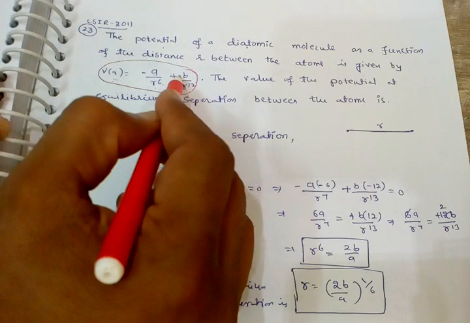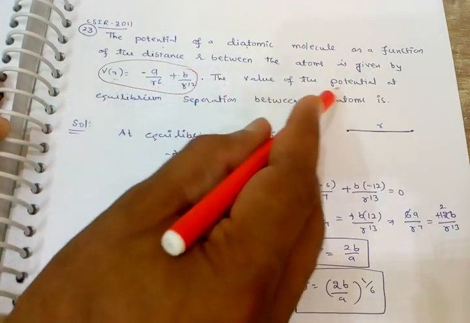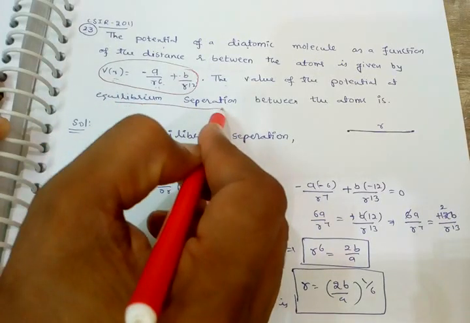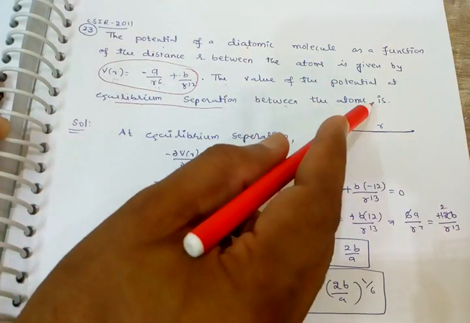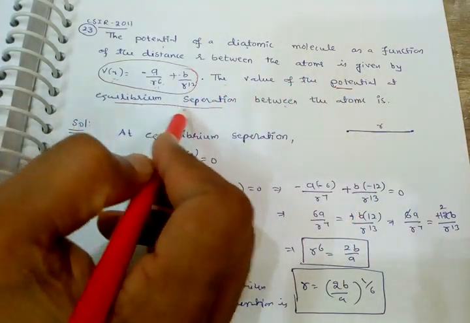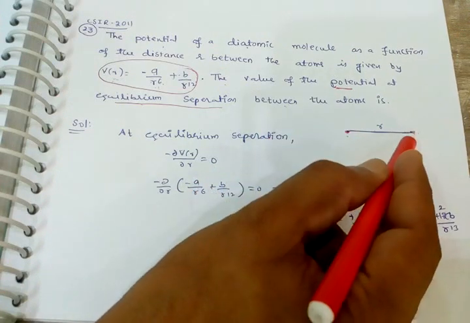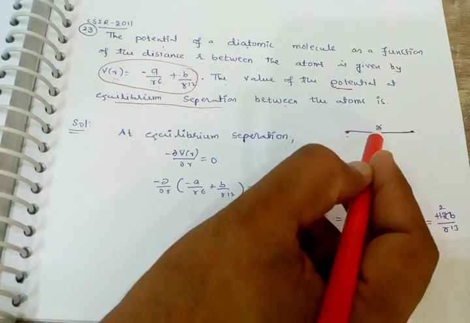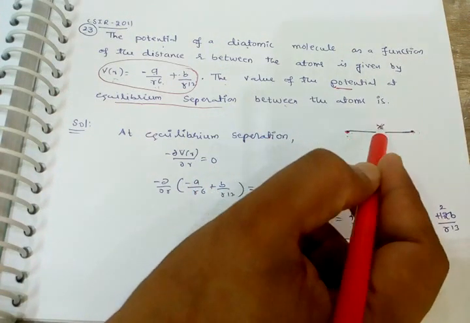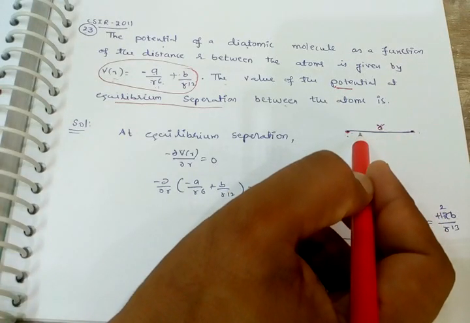Here a and b are constants: minus a by r power 6 plus b by r power 12. The question is: the value of the potential at equilibrium separation between the atoms is? So we have to find the potential at equilibrium separation between the atoms. These are the two atoms of the diatomic molecule, separated by distance r, the distance at which the two atoms are separated at equilibrium.